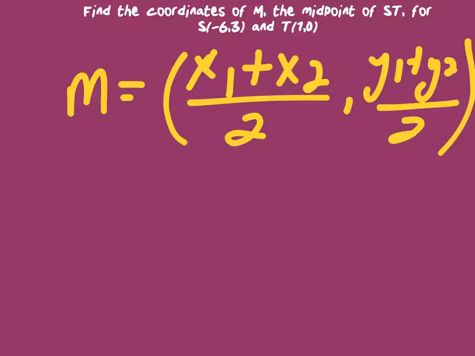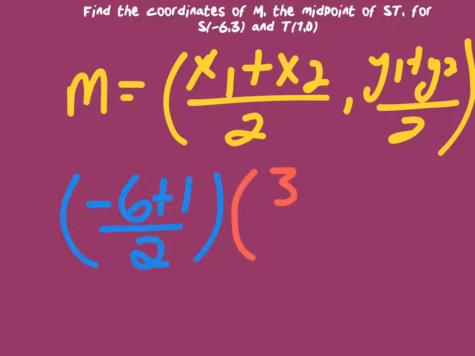Okay, so let's go ahead and find the midpoint here. For our x's, we have x1, which we can say is negative 6, and we need to add that to our x2, let's say is 1, divide that by 2. Over here for our y's, we are going to have 3 plus y2, which is 0, and divide that by 2.